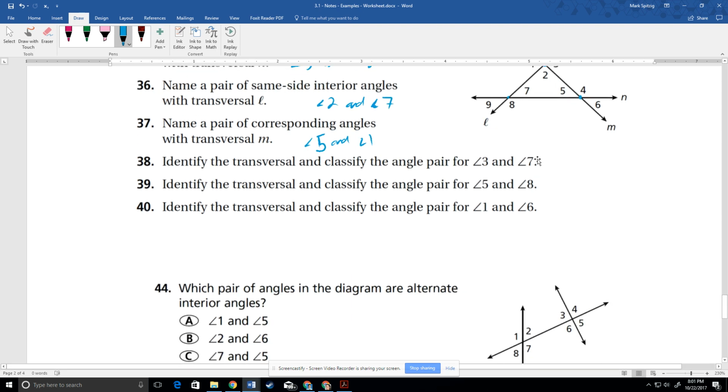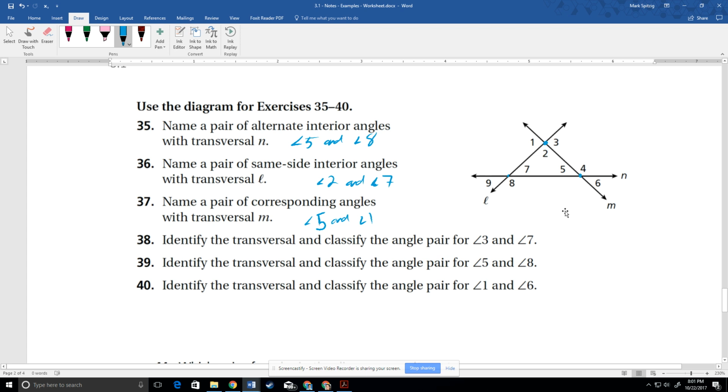All right. Identify the transversal and classify the angle pair for 3 and 7. Well, 3 and 7 are both on line L, so there's my transversal. And 3 and 7 are corresponding angles. They're both sort of in the top right-ish. And again, I said I'd be doing them a little quicker, as I explained a few of them already.